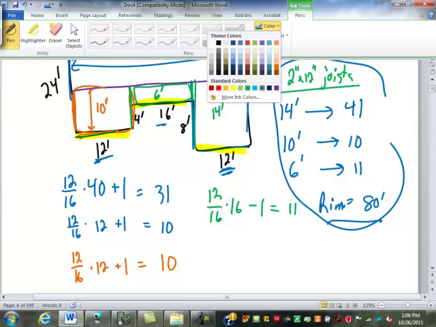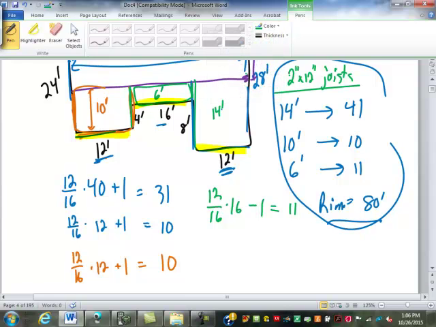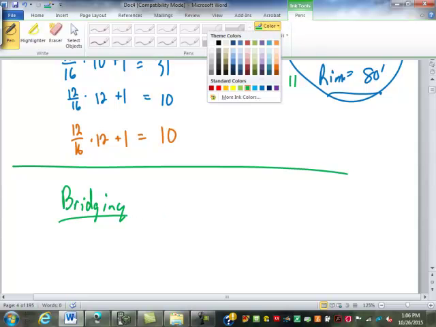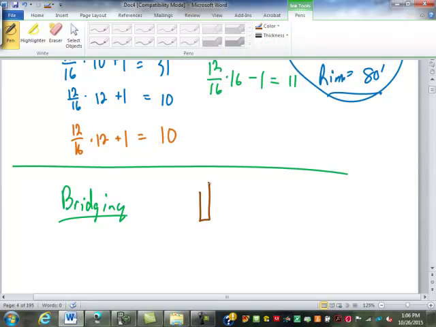Now another thing I'm going to throw in here next is something called bridging. What's bridging? Anybody know what that is? It's in your crossword? Okay. Now you have your joists.